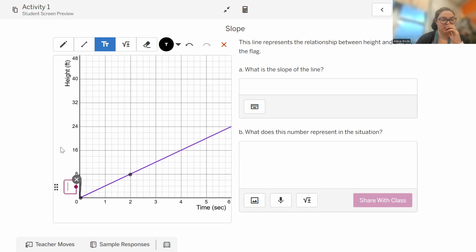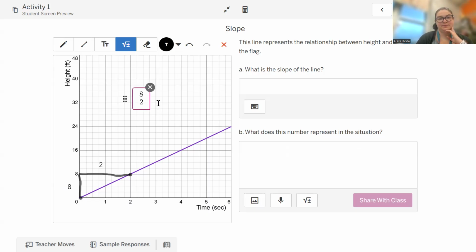So just like we did last week with scaling, the scales on my X and Y axis are different. Then going over my base, I'm going from 0 over to 2. So this is actually 2. So I'm going up 8 feet. The flag is going up 8 feet in 2 seconds. So what would the slope of that be? 8 feet in 2 seconds. If you said 4, that is correct.